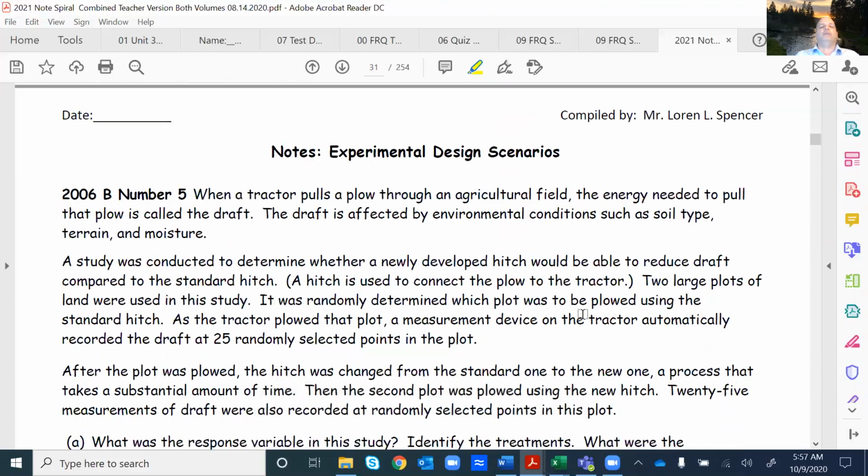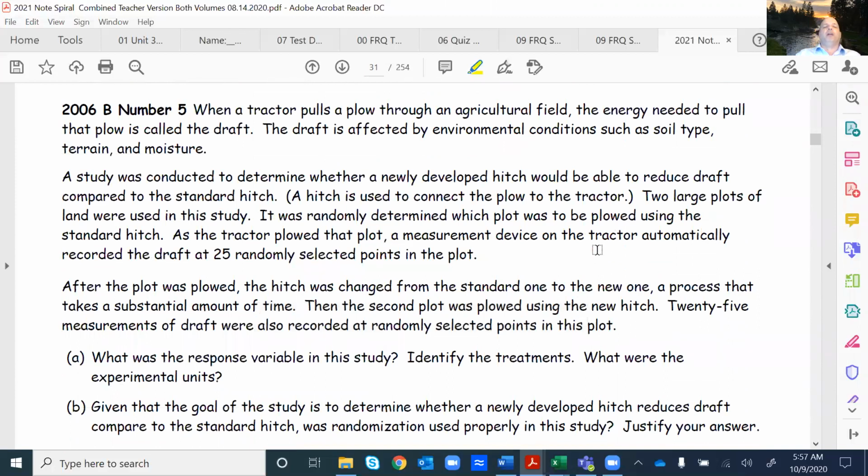All right, our last one, which is page 31.